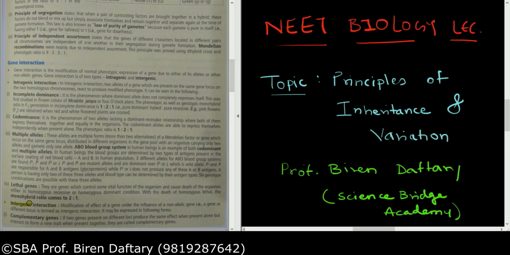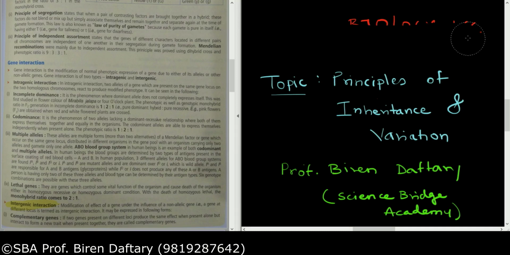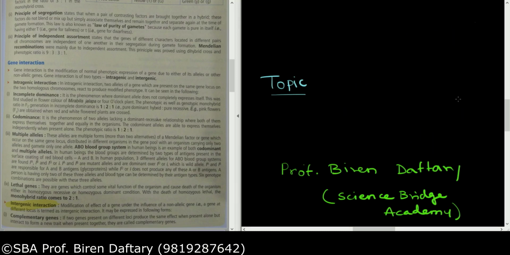So if you see over here, it is given intergenic interaction. Now what is exactly intergenic interaction? If you remember, what are alleles? Alleles are two or more forms of the same gene. So interaction between two alleles is called intragenic interaction, whereas intergenic interaction is the interaction between two genes which are not alleles.